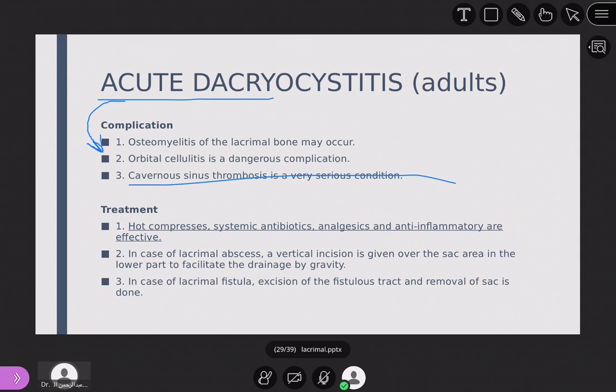Treatment: hot compresses, systemic antibiotics. It is very important to give systemic antibiotics here. Analgesics and anti-inflammatory drugs are effective. In case of lacrimal abscess, a vertical incision is given over the sac area at the lower part to facilitate drainage by gravity. In case of lacrimal fistula, excision of the fistulous tract and removal of the sac is done.